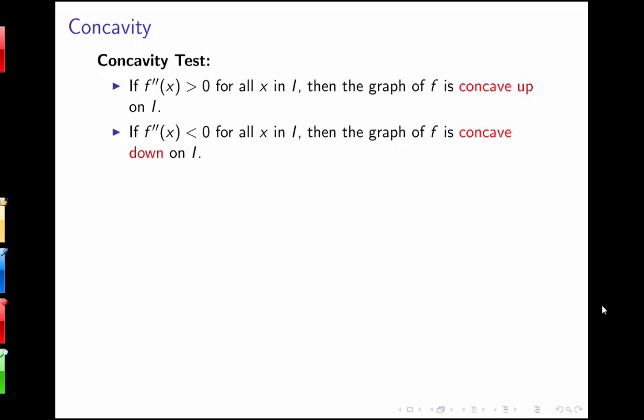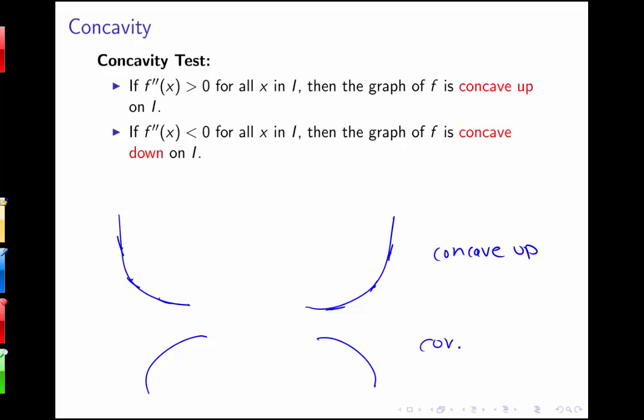So remember that a graph is going to be concave up. It looks something like this, or perhaps something like this, when we have our tangent lines lying below our curve. So these are examples of concave up. And our graph will be concave down, looking something like this or like this, when our tangent lines lie above the curve.